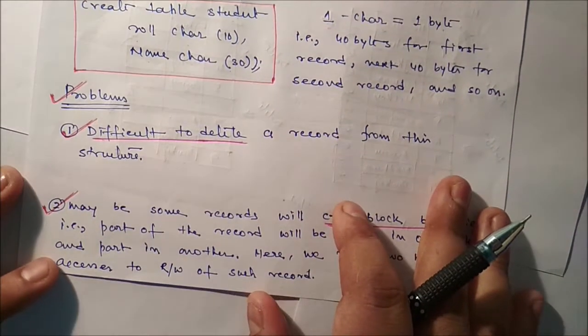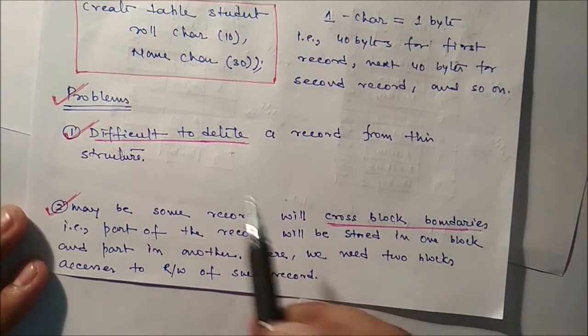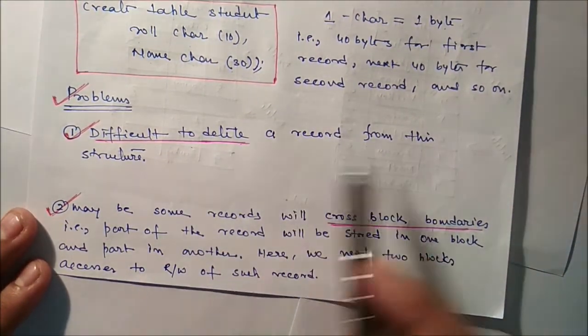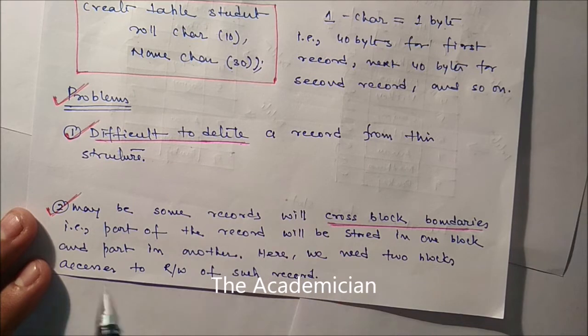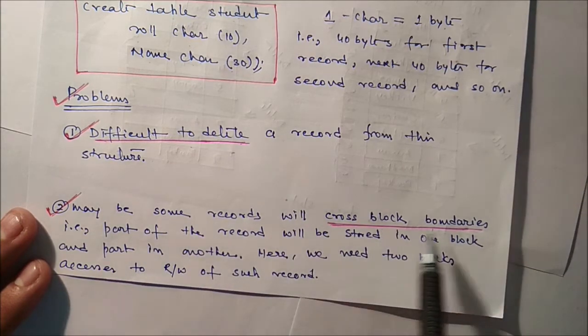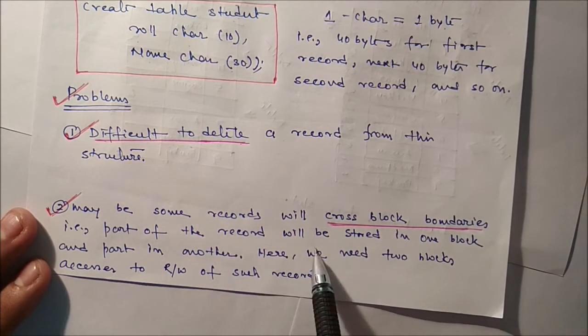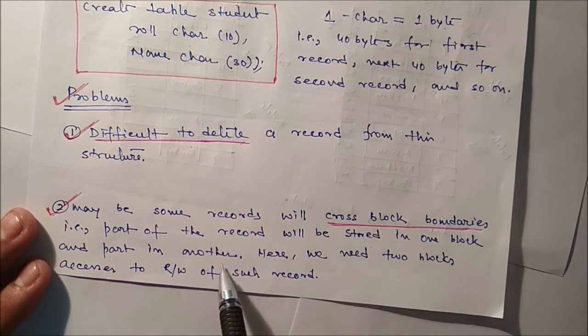Now, two problems are there. It is difficult to delete a record from this structure, and some records will cross block boundaries. That is, part of the record will be stored in one block and part in another. Here we need two block accesses to read and write such a record.